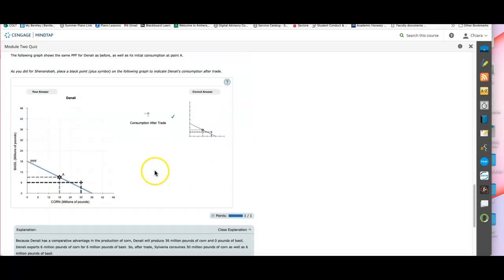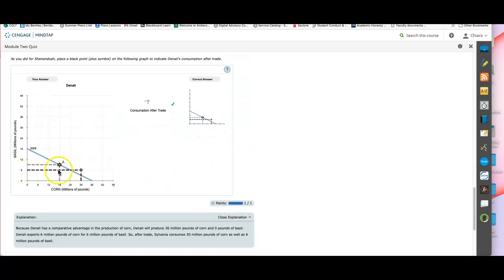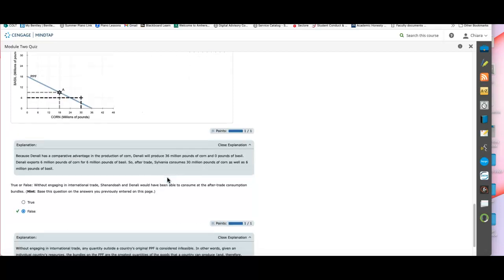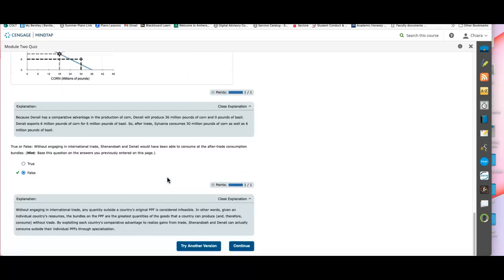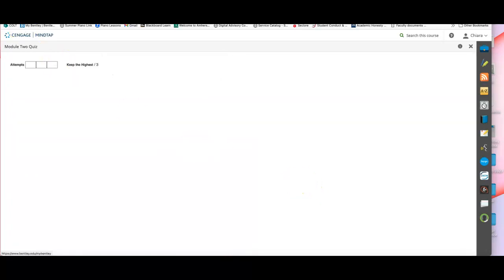And the same will happen with Denali. Don't get confused. They get less basil and more corn, but the dot, as you can see, is above the production possibility frontier, so there's still a benefit from trade. Now, obviously, your version might play out a little bit differently, but it is very similar to question number 3, so I'm going to skip it.